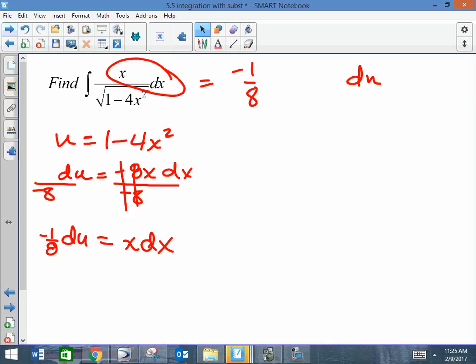You always want to replace dx with some form of du. Because if you're going to switch out that function to u, it's got to be in terms of u, which is du. This is what I can swap out. I'm circling what I'm swapping out. Because I don't have that, I got to get that with my du.